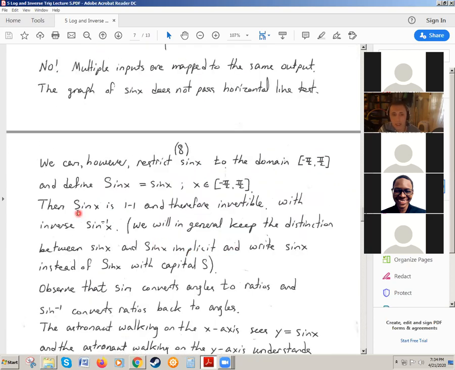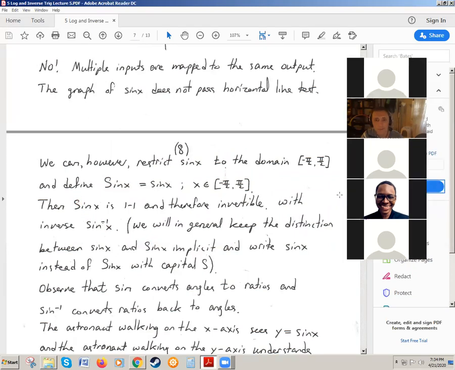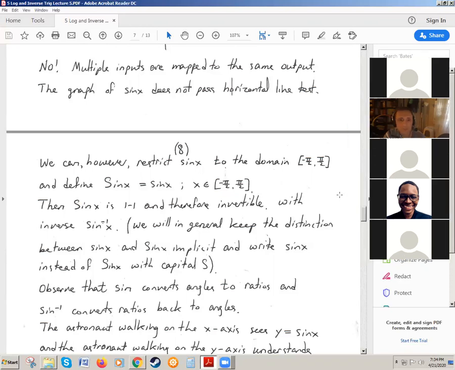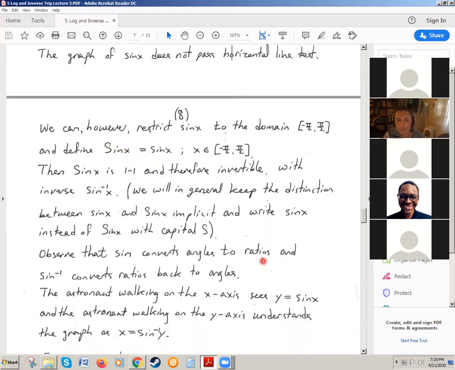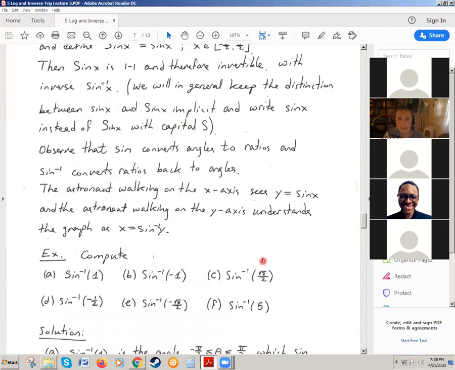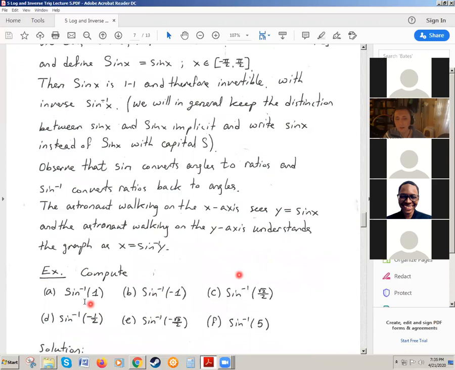So in general, I will not keep writing capital sine. I will write it as little sine x, and by default, whenever I talk about the inverse, I mean the restricted sine. Okay. And let's see if you can carry out very quickly the following calculations, guys.